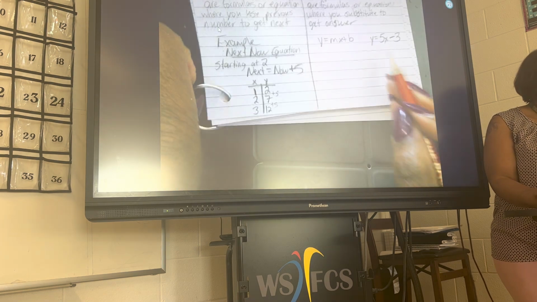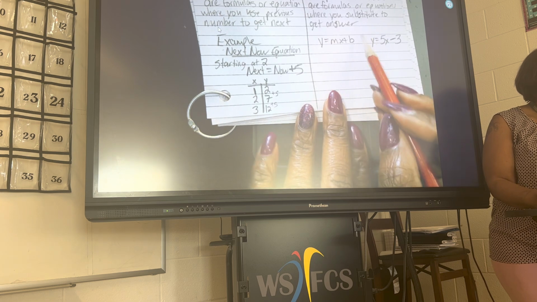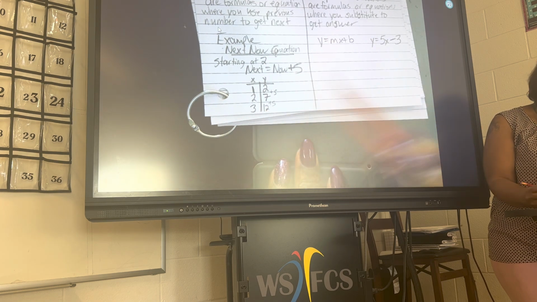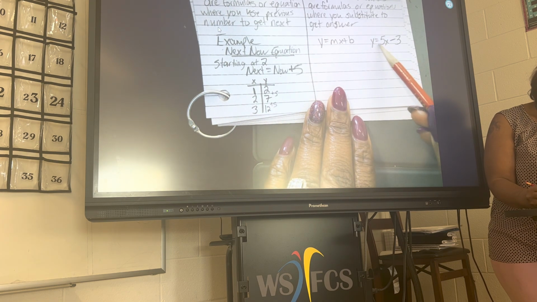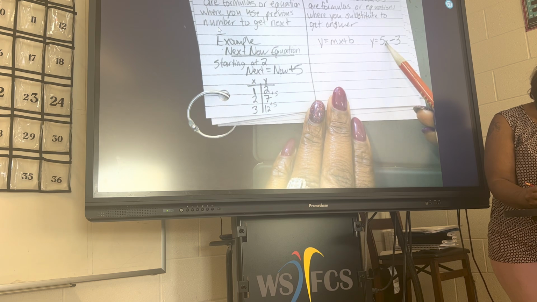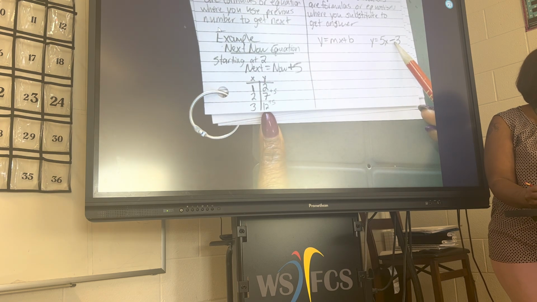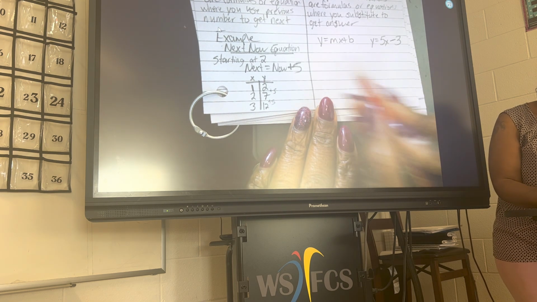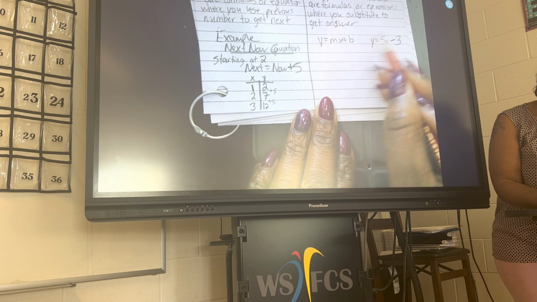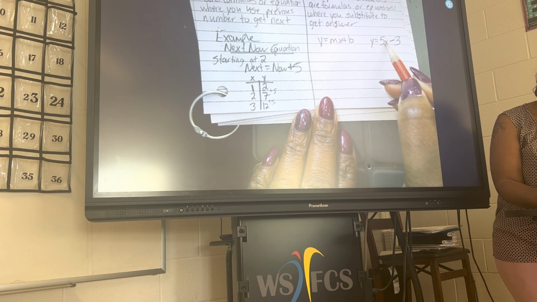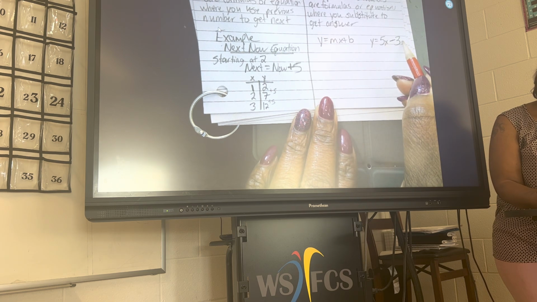This is an example of explicit, because if I want to know the third number, I just plug in 3. What's 5 times 3? 15. What's 15 minus 3? 12. That's how I got 12 here. Okay? All right, so this is an example of an explicit formula. I can substitute a number to get an answer.